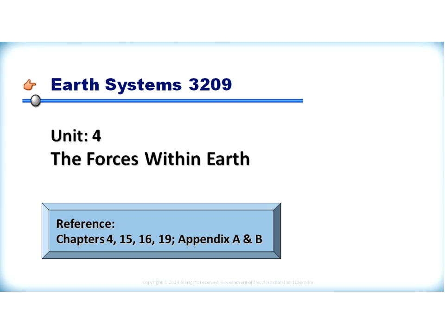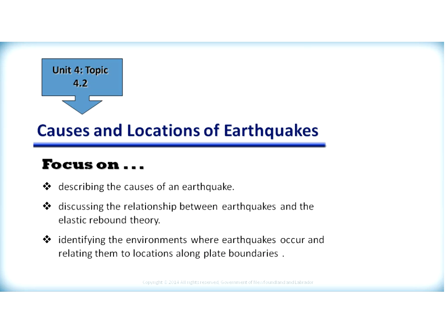Earth Systems 3209. Unit 4, The Forces Within Earth. References for this unit can be found in Chapters 4, 15, 16, and 19, and also in Appendix A and B of the Curriculum Guide. Unit 4, Topic 4.2. This topic looks at the causes and locations of earthquakes.